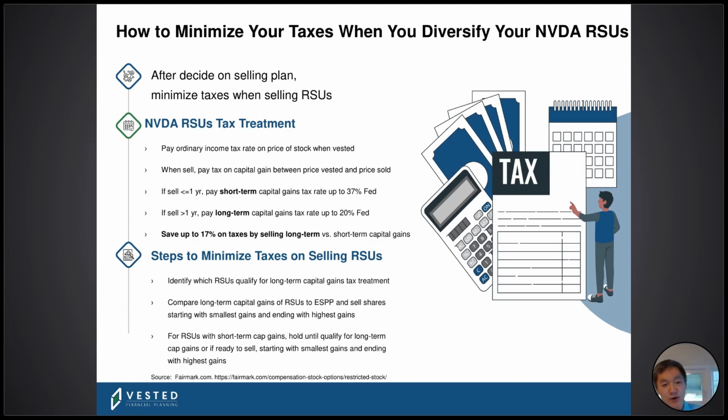So RSUs, okay, you likely know this, but just to remind you, you pay ordinary income tax at the price of the stock on the day you vest. So if you vest today, stock is at 130, then it's as if you got $130 of income, just like your salary, and you pay that tax when you vest. Now, when you sell, you're going to pay tax on the capital gain. That's the difference between the price you vested at and the price you sold it at. So, for example, you vested at $100 a share and you sell at $150, you have a $50 capital gain.